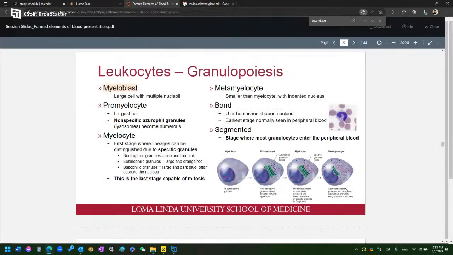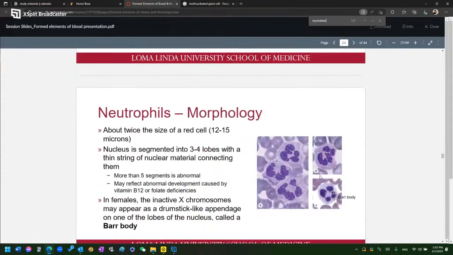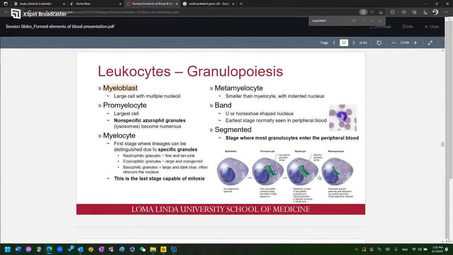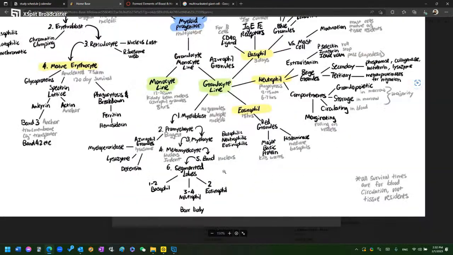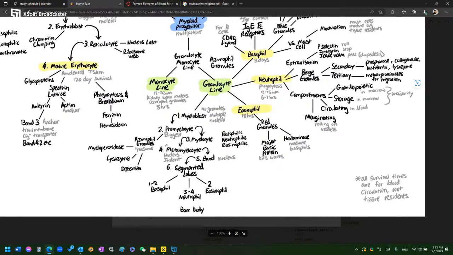a band myelocyte, which has a horseshoe-shaped nucleus. This is the point where it starts to enter the blood. So it's, I guess, analogous to a reticulocyte in some ways. It's immature, but pretty much there in development. And then we'll have our segmented, our fully adult granulocytes.